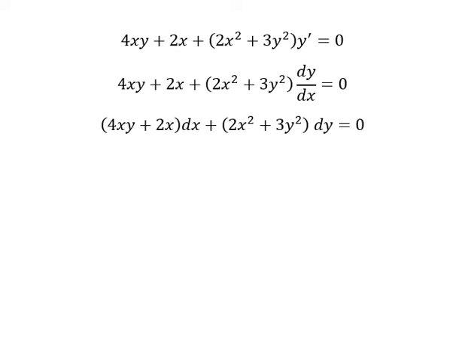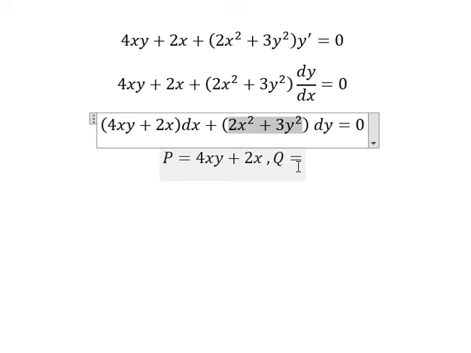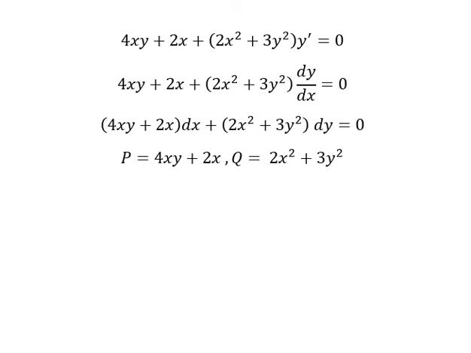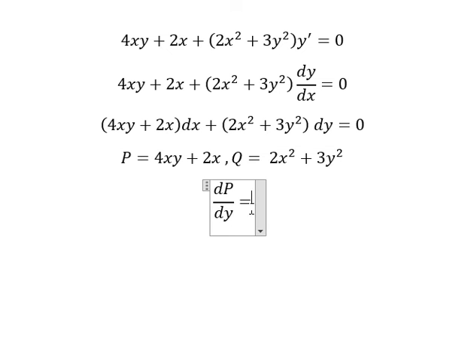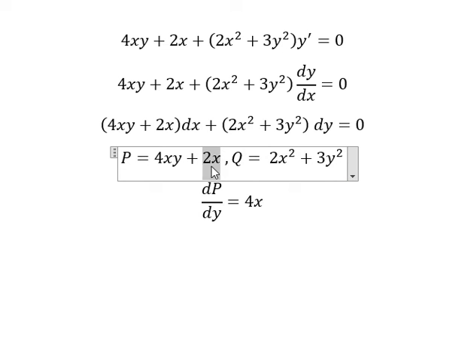Next, I will put b equals to this one and q equals to this one. We have the x, that means we need to do first the derivative of b with respect to y. So this one we just have only y, and that is number 1. So we have 4x. This one we don't have y, so you got number 0.